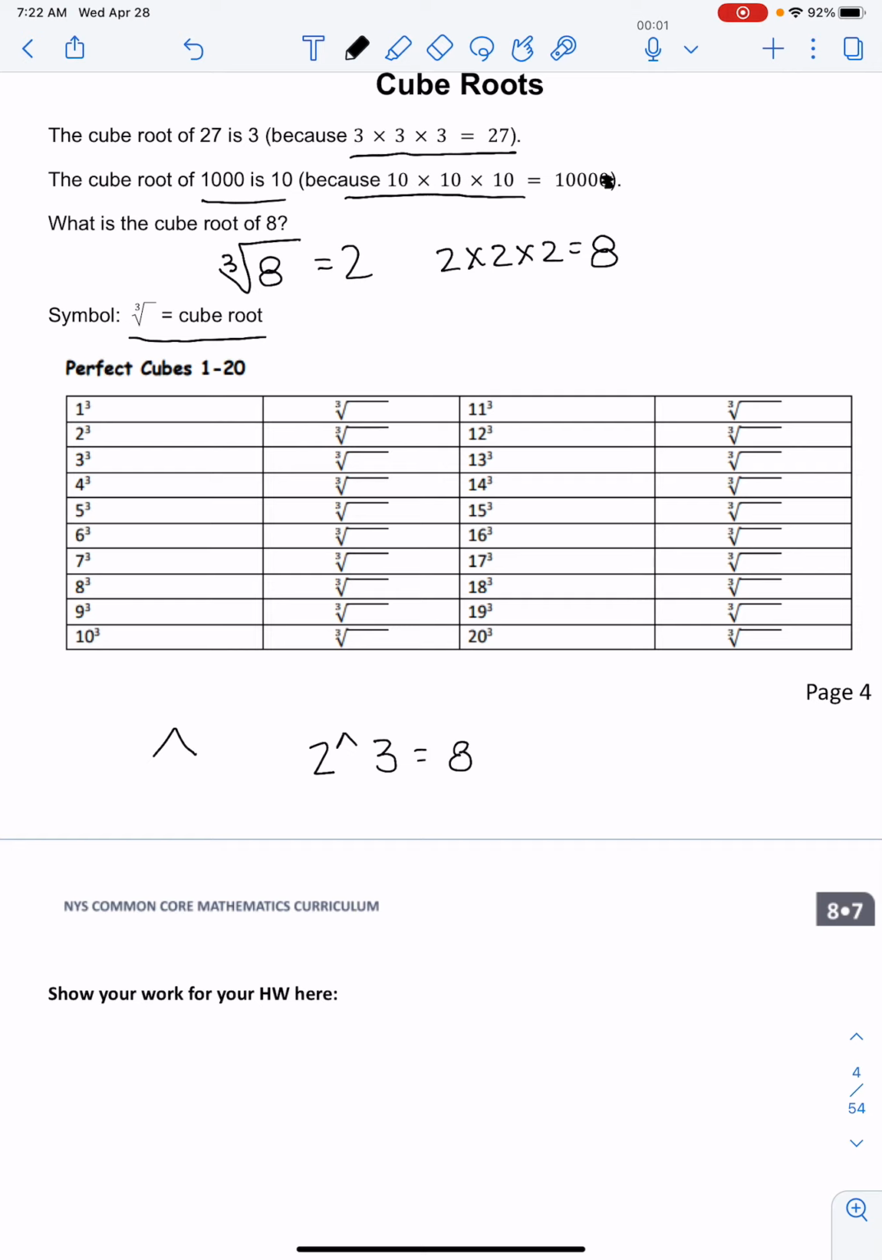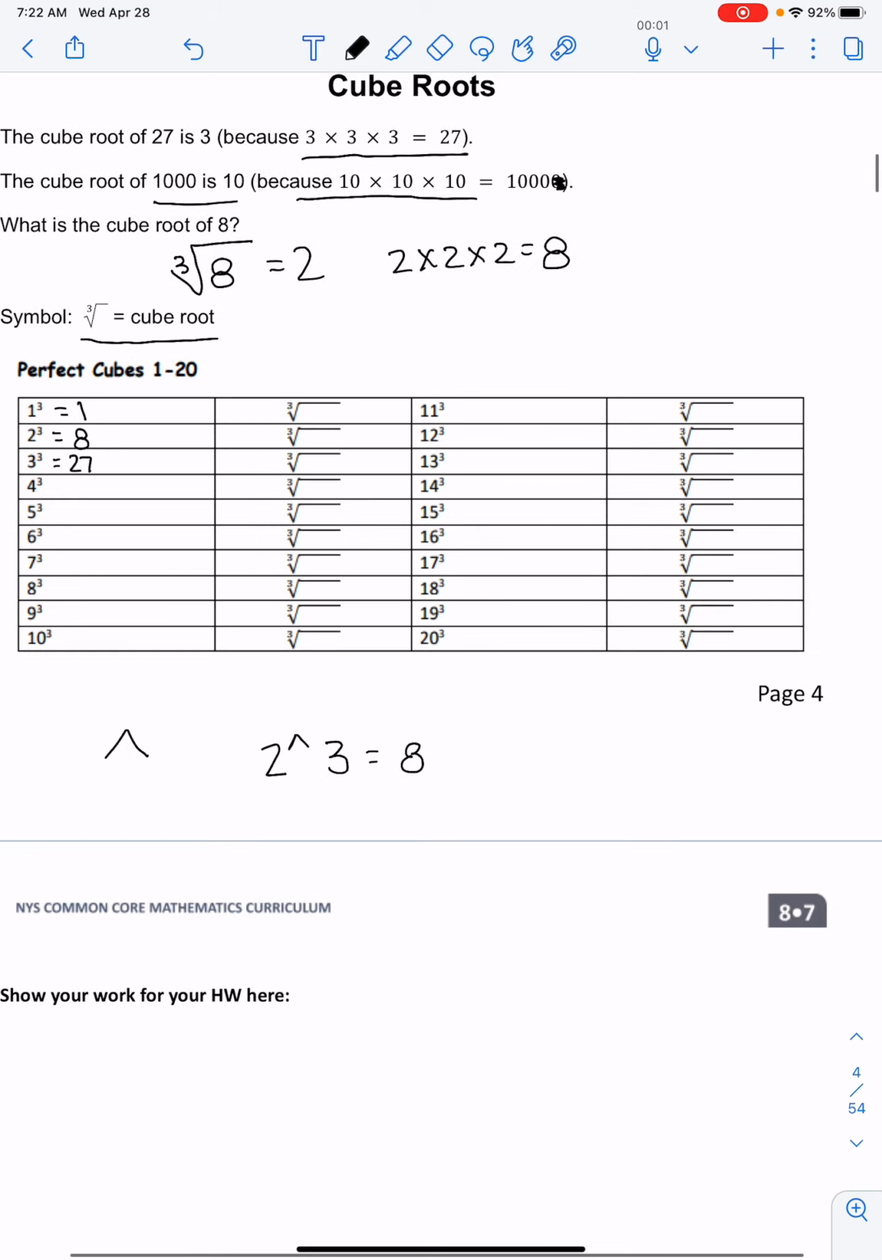So 1 cubed is 1. 2 cubed is 8. 3 cubed is 27. And then the cube root of those, so the cube root of 1 is 1. The cube root of 8 is 2. The cube root of 27 is 3.